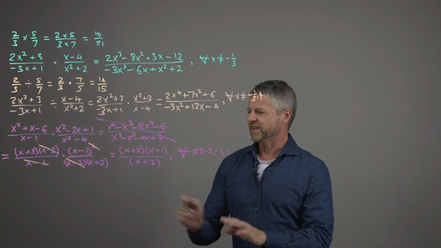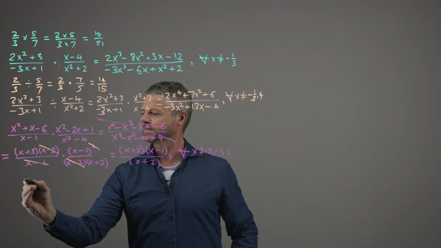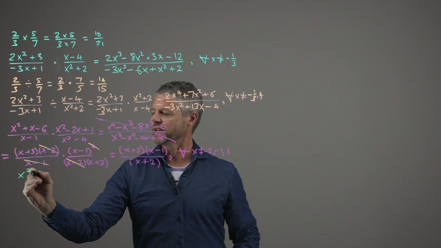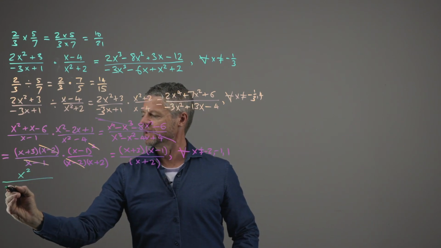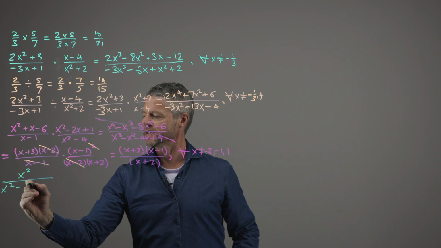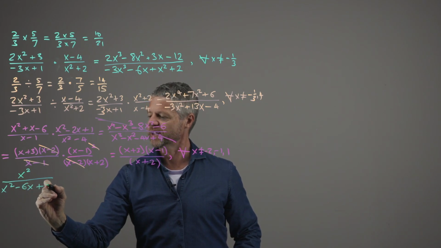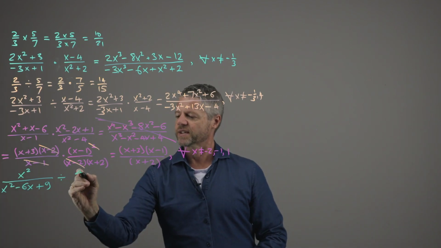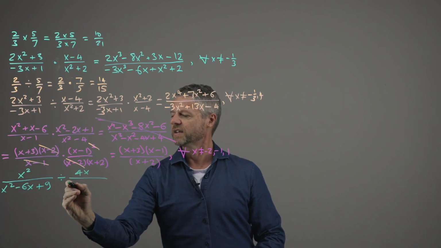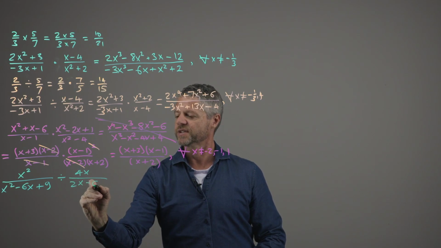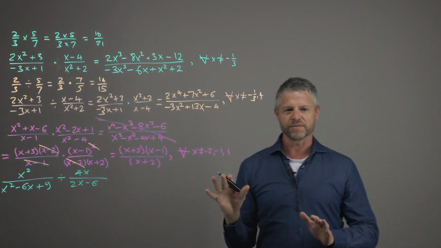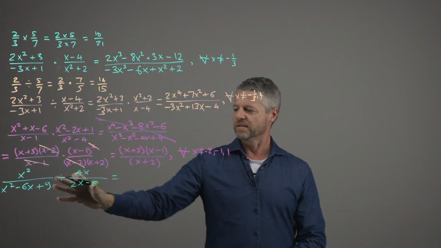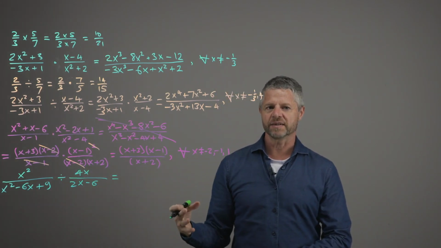Let's do one more example. Let's do a division. Let's do x squared over x squared minus 6x plus 9. Let's divide by 4x over 2x minus 6. And again, let's try and do as much factoring as we can before we start multiplying the polynomials.